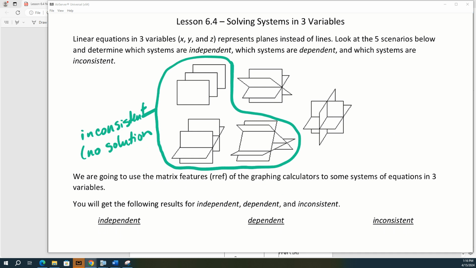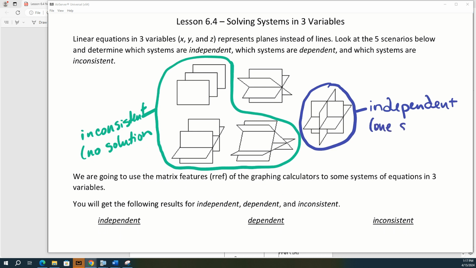Sometimes there is an independent system, where they all cross at one point. So out of those left, which one does that look like? The top middle one. This is the one where they all cross at one point. Doesn't the other one too? They all cross, but not at a point. The middle one, they all cross at a line. So this one right here, they would all three cross at one point. That's an independent system. There's one solution.